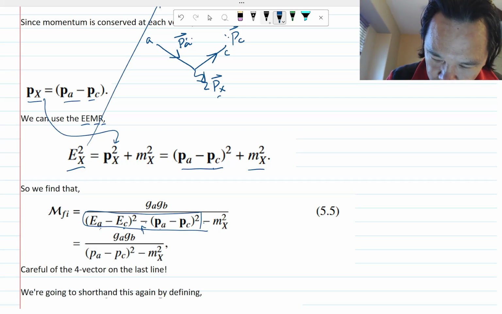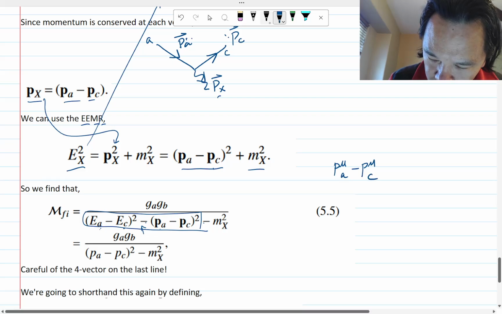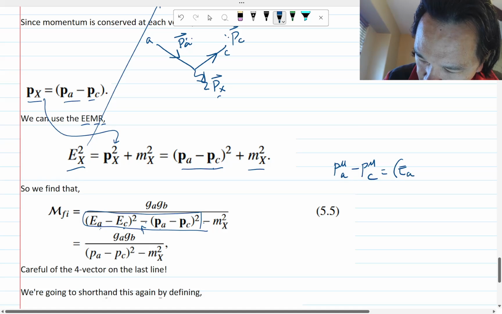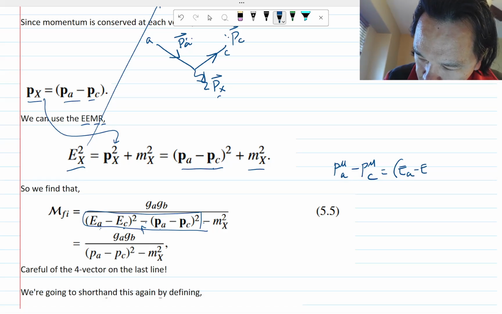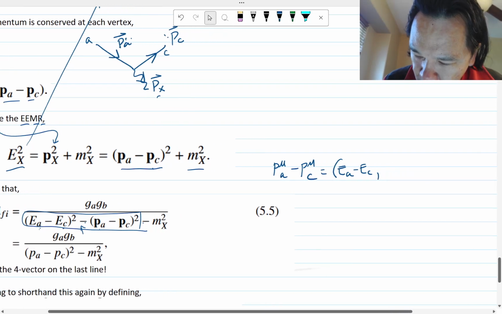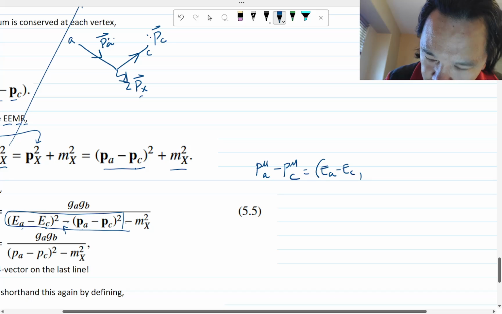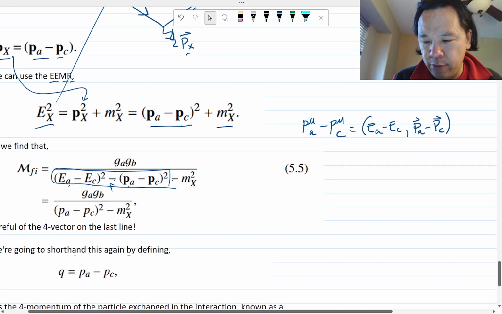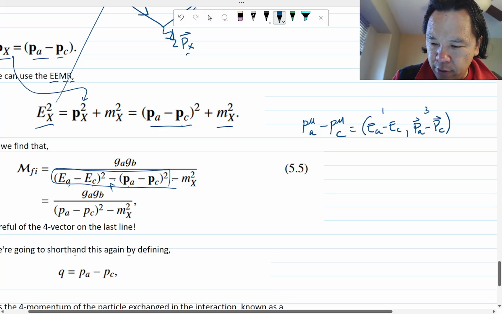Let me just write this out to be clear, okay? So remember the 4 momentum P mu A. If we subtract that with the 4 momentum C, that's equal to whatever energy A is minus energy C, okay? And the second component, hopefully it's okay for me to write the 3 momentum like this. That's what this 4 momentum is. There's 1 component here and 3 components here.